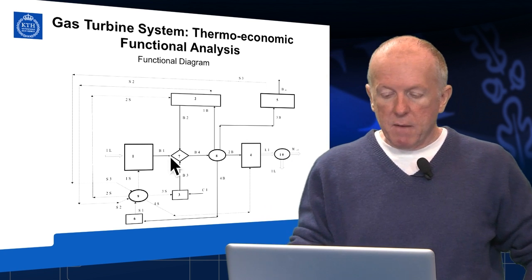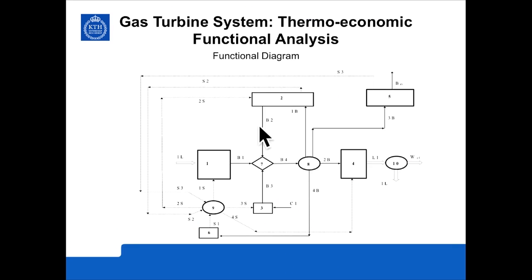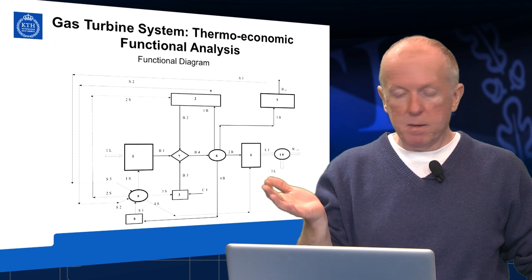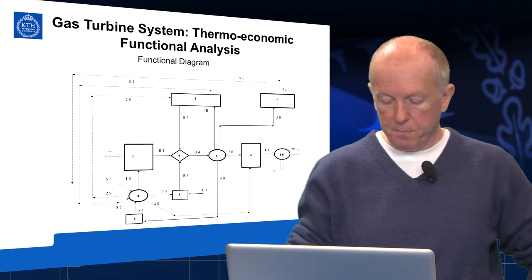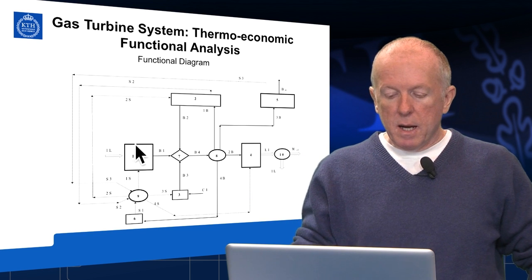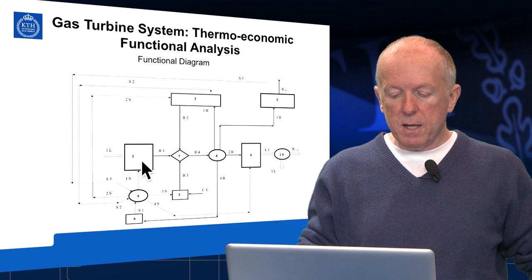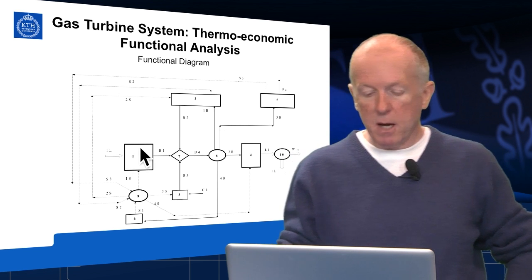There are streams connecting the components. Some of them, the continuous lines, are exergy flows. Some others, the dotted lines, are negentropy flows. So we have both typologies. Both can be resource and product, but one typology is exergy flow, another typology is negentropy flow. So let's start with component 1, the air compressor.